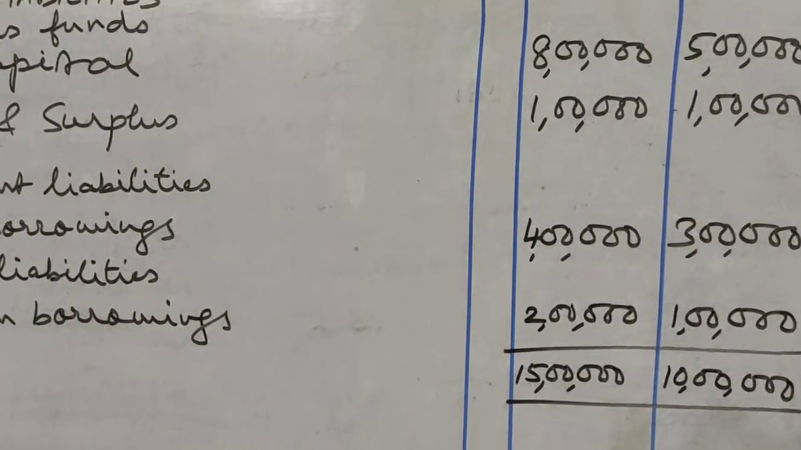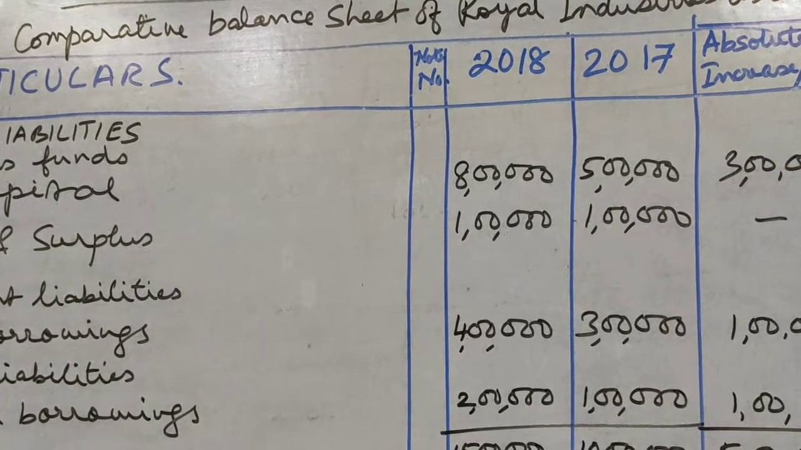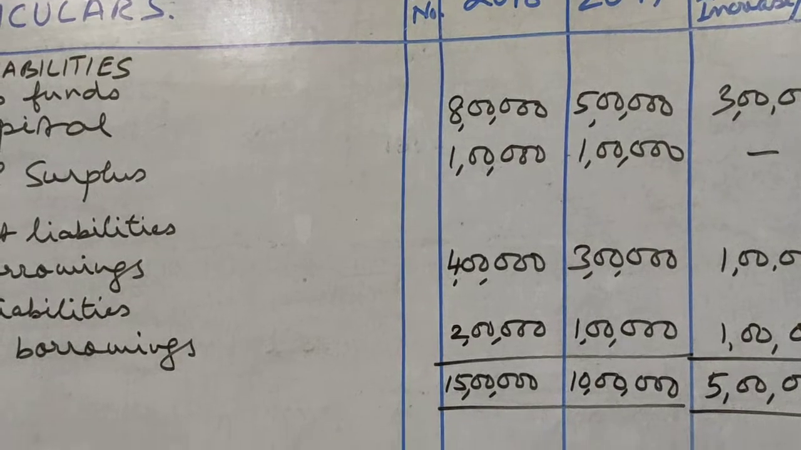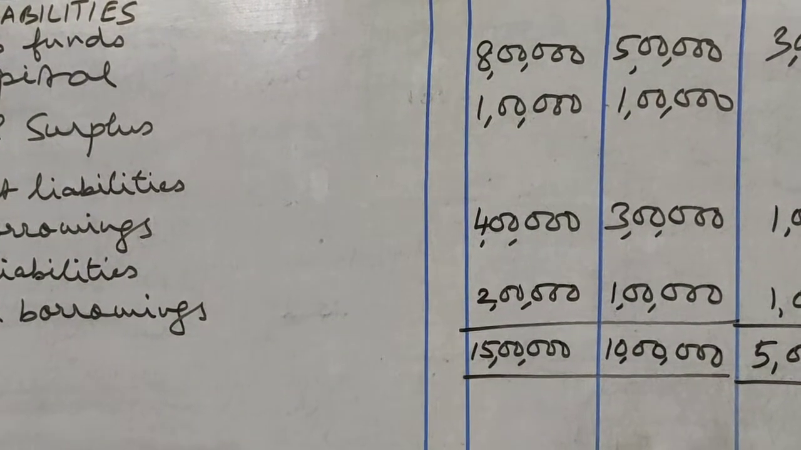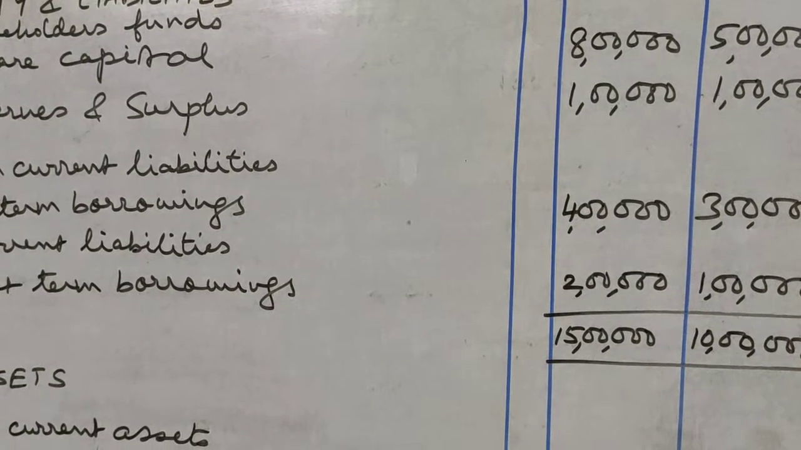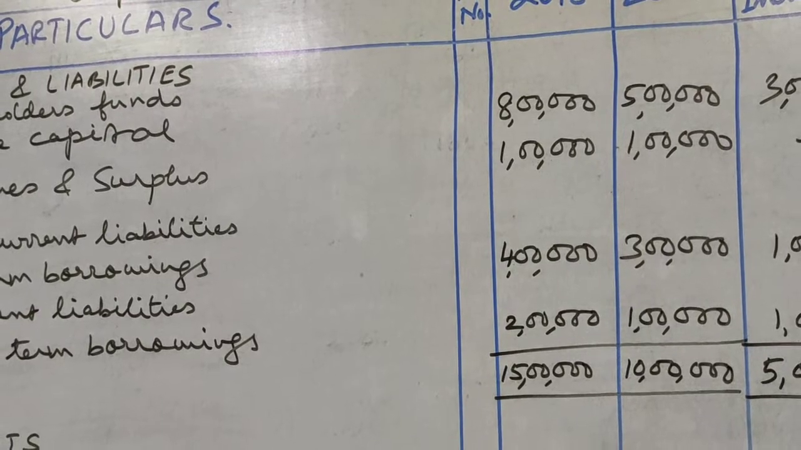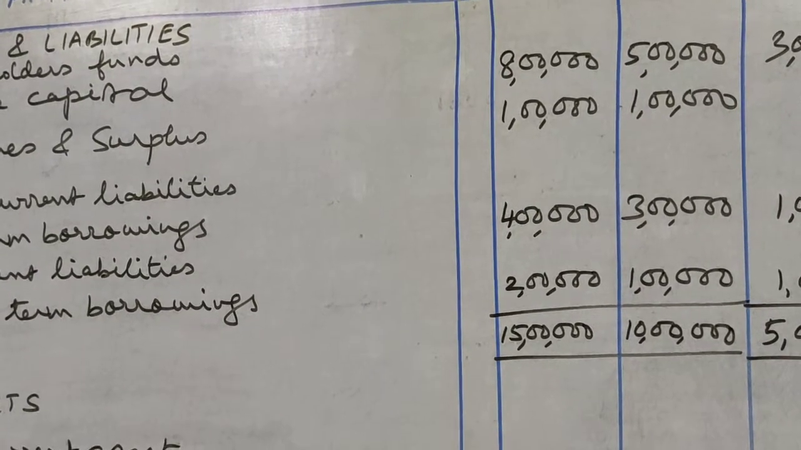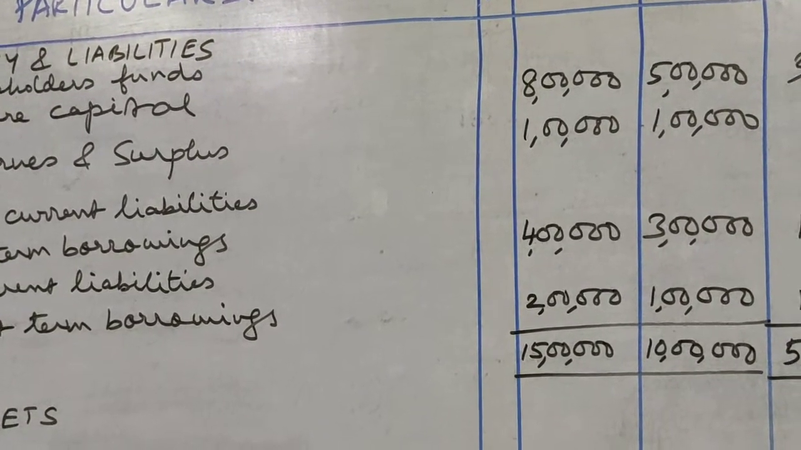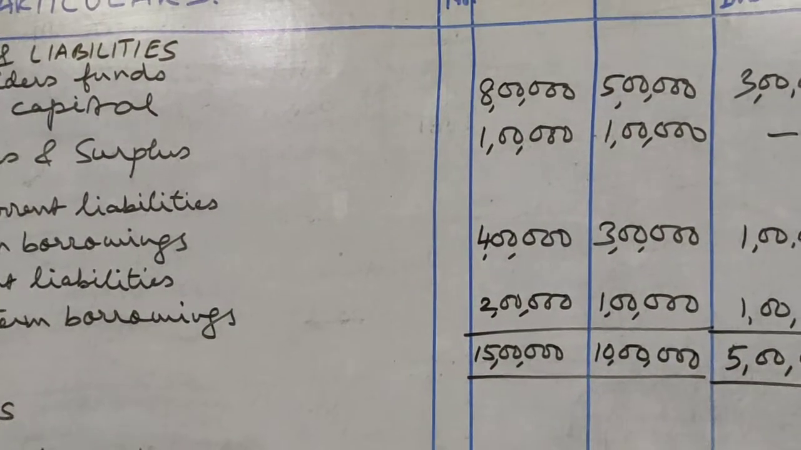Number 2 is to indicate the trend. What is the trend? Whether things are increasing or decreasing, whether assets have increased or decreased, that can be found out from there. Then it also indicates the strong and the weak points of the organization. What are the strengths and what are the weaknesses? For example, if the assets are increasing, it means purchase of more assets. And if liabilities are increasing, then that is a weak point.